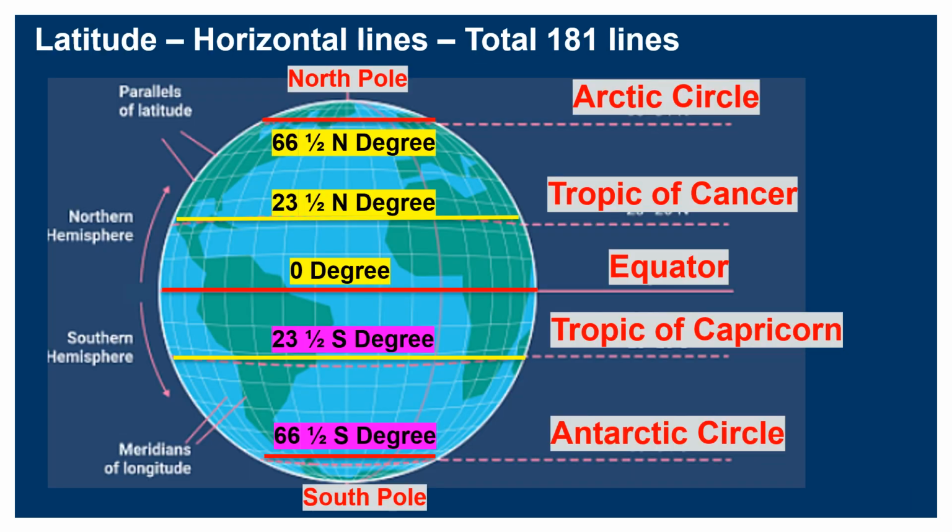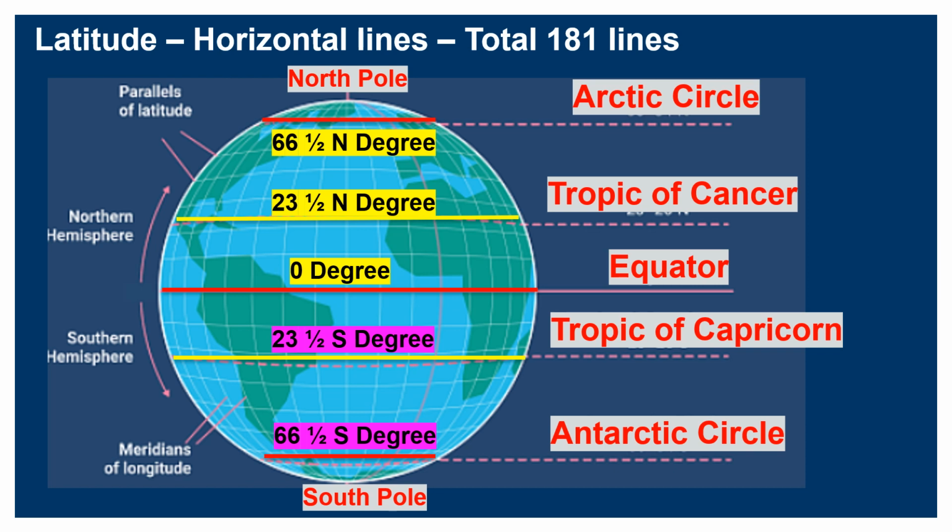Latitudes are imaginary horizontal lines or circles which run from east to west. These are also called parallels as they run parallel to each other and they do not meet each other. The equator is the central latitude that divides the Earth into two equal halves, that is, Northern Hemisphere and Southern Hemisphere. Latitudes are measured in degrees. So, the equator is a 0-degree latitude.